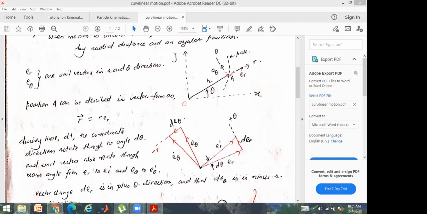So this position A can be described as vector r equals r er. This is the unit vector er and r is the magnitude. And the position vector of A can be defined with respect to the origin, vector r equals r er. So it can be defined.